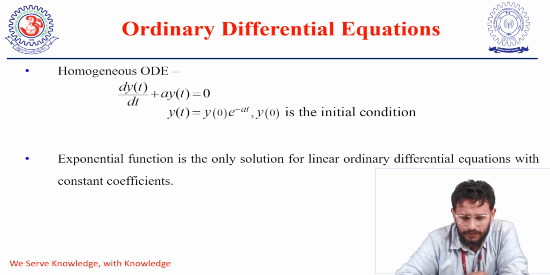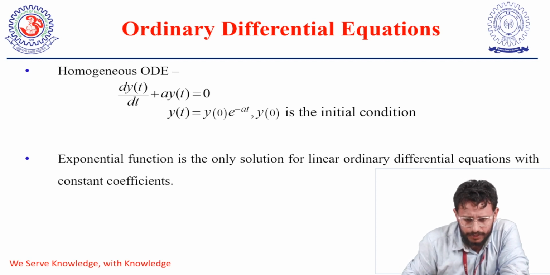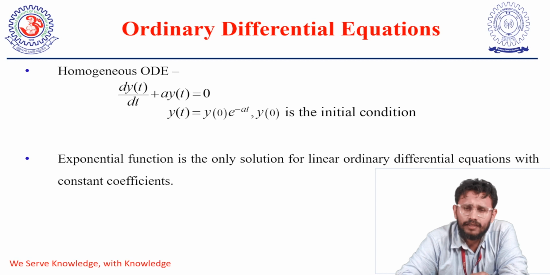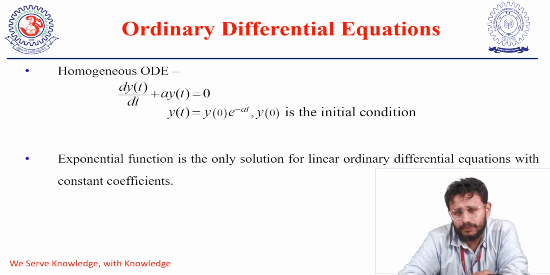However, we would know that for a homogeneous ordinary differential equation, exponential function is the only solution wherein the coefficients are constant. Observe here, for this particular equation, a is the coefficient which is constant, and we have 1 here, which is another constant. So we would say this kind of ordinary differential equation is sufficient enough to represent the system of our choice while dealing with this particular subject.